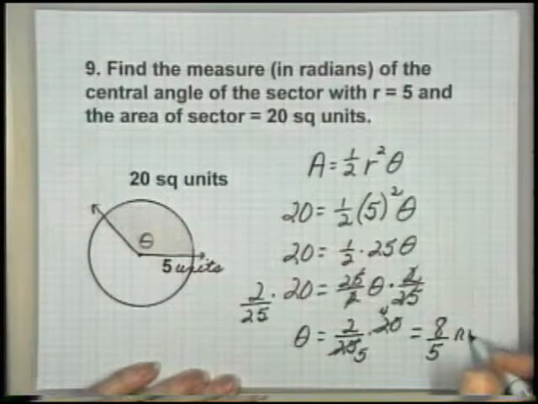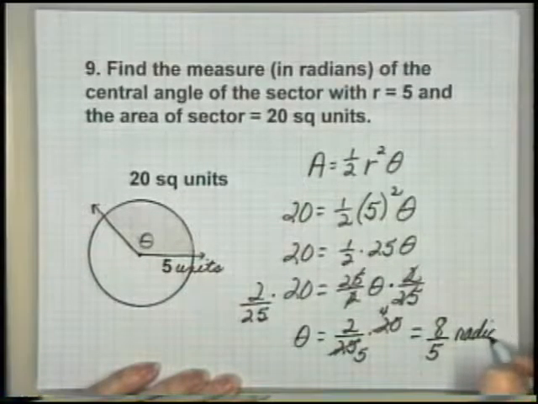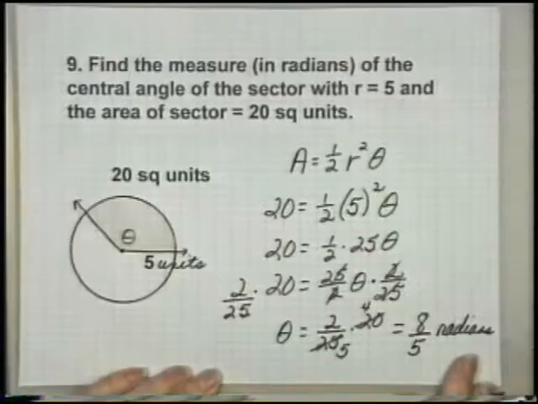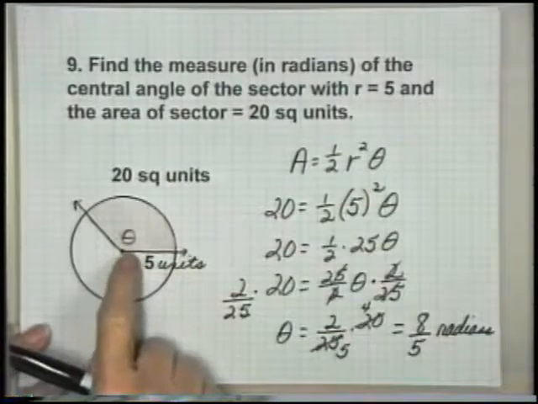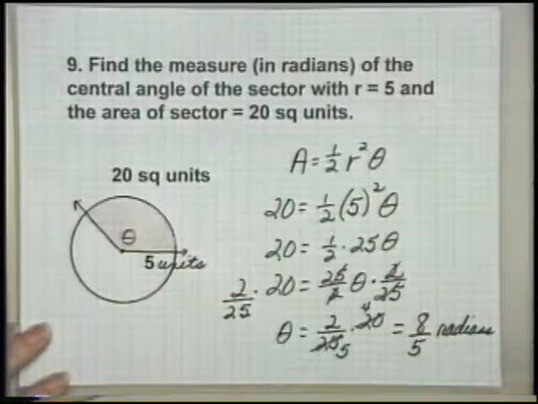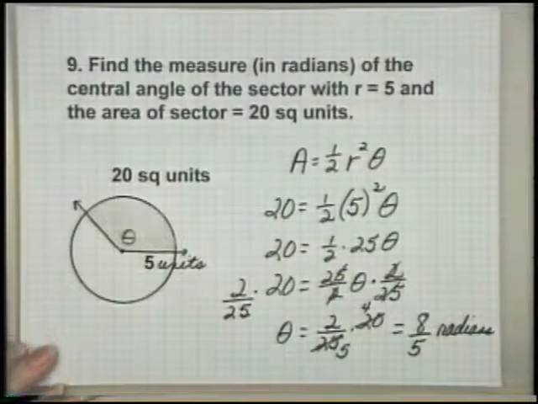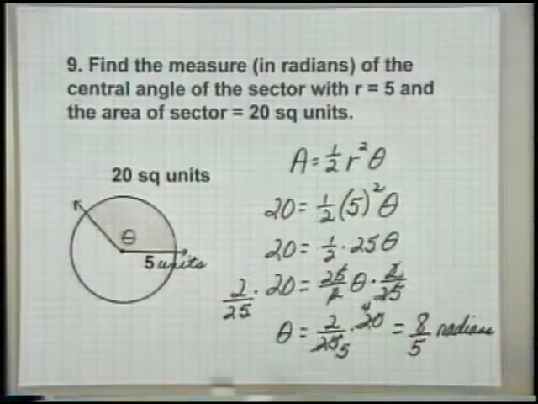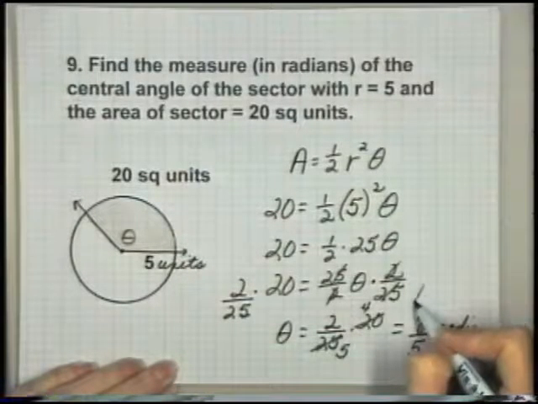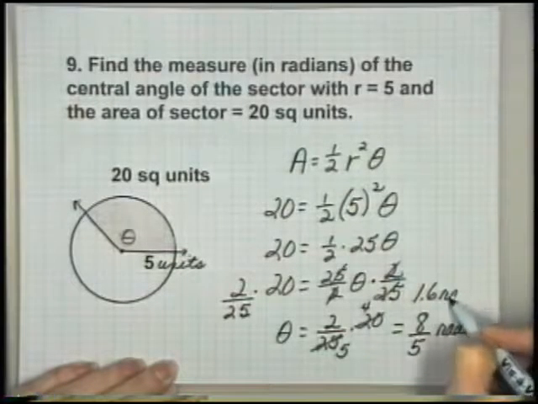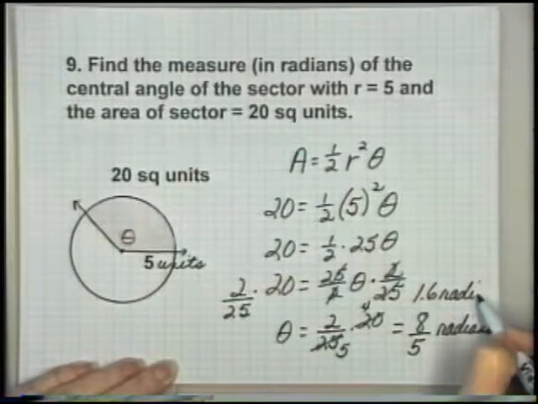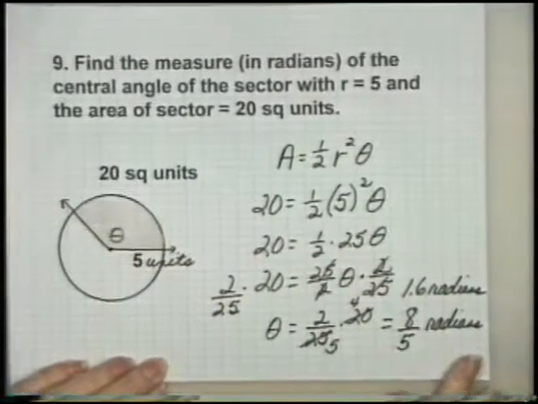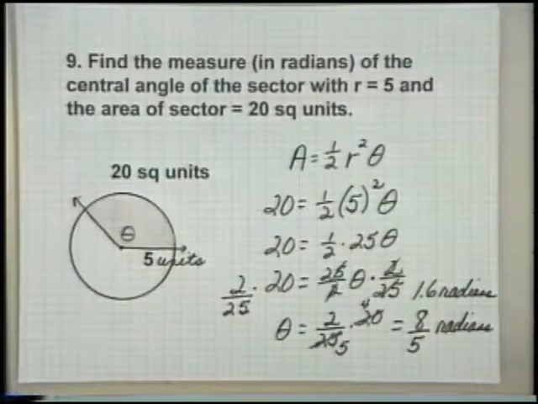It is 8/5 radians. When you use this formula and you are given the radius and the area, when you solve for theta, it will be in radians. You may leave it like that. You may write the decimal equivalent, which is 1.6. That's up to you. It doesn't say that we have to do it exact, but either one of those would be good answers.